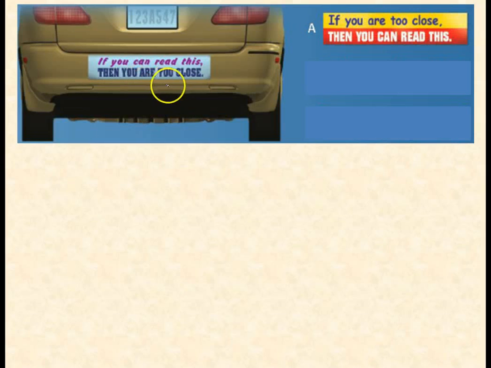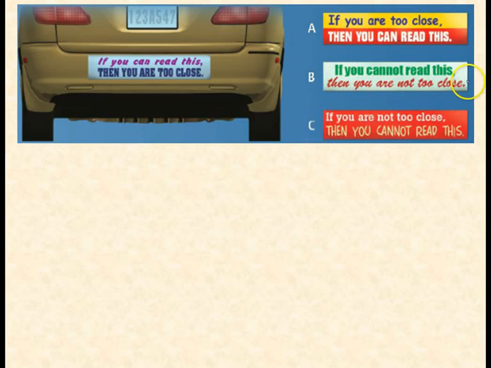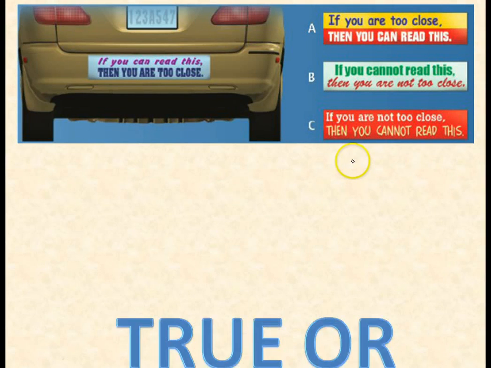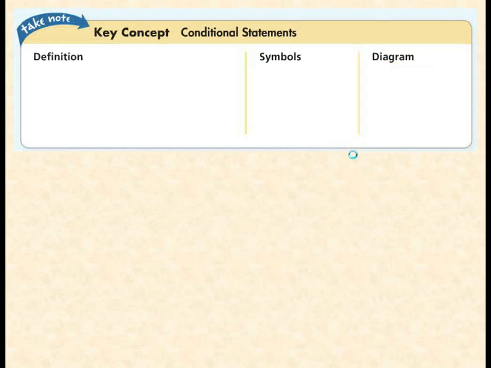Instead of "if you can read this, then you're too close," some of them said "if you are too close, then you can read this." Some of them said "if you cannot read this, then you are not too close." And some of them said, "if you are not too close, then you cannot read this." So, can we figure out which ones are true and which ones are false? That's kind of what this lesson's about.